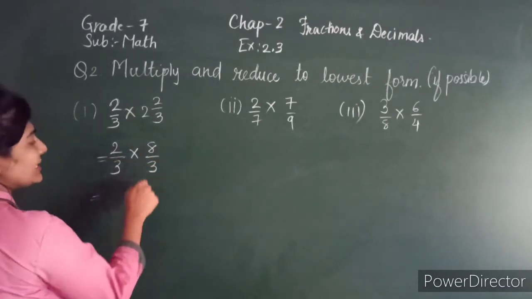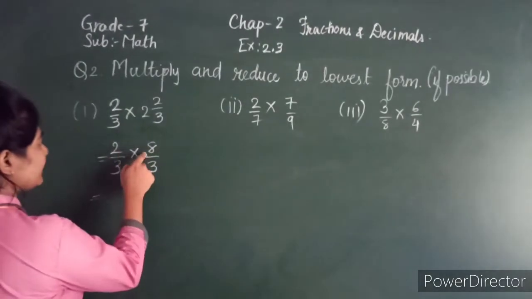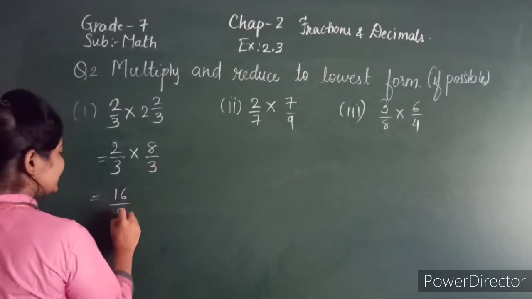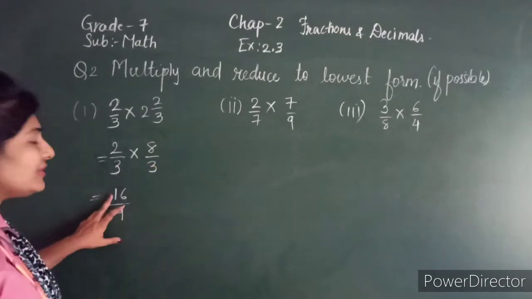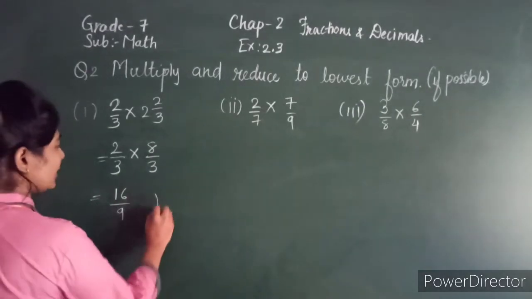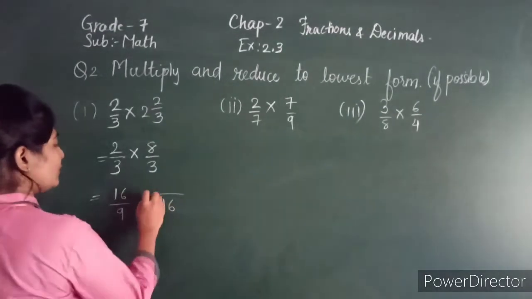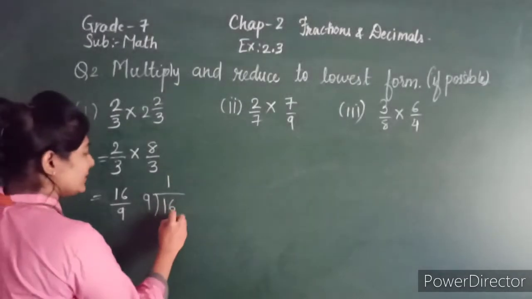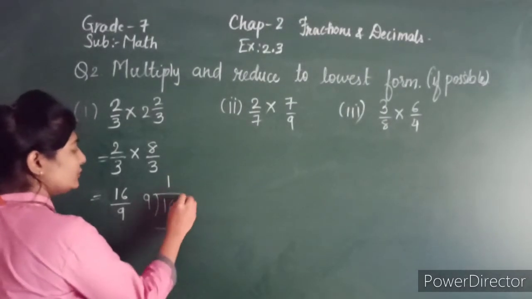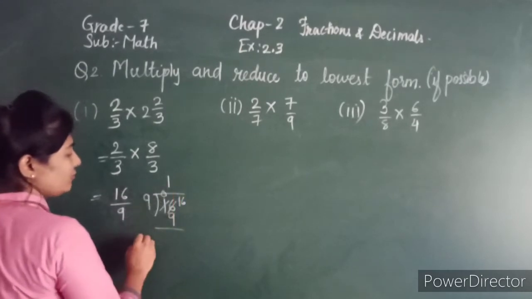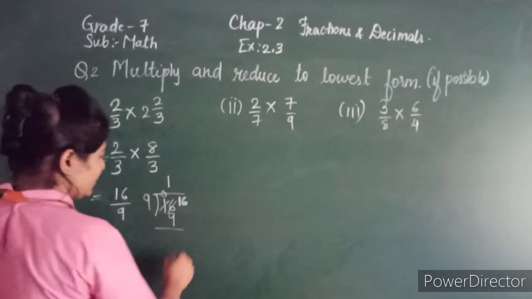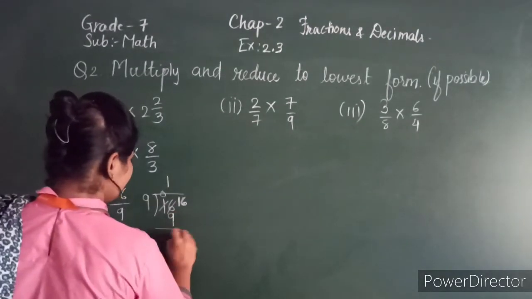Now here cutting is not possible, so we have to multiply this 2 into 8, that is 16, and here 3 3s it is 9. Now here numerator is greater than denominator, so we have to convert this into a mixed fraction form. So 9 2s is 18, so we have to take 9 ones are 9. Now here 16 and here 0. Now 16 minus 9, so it is 7.